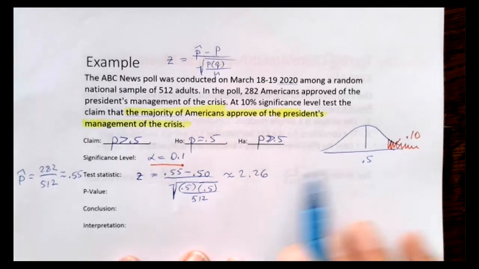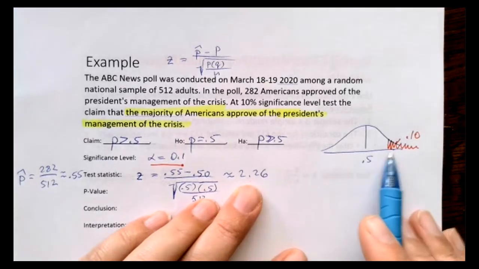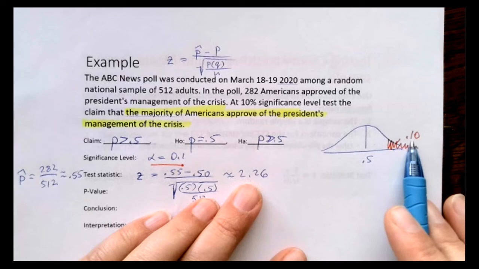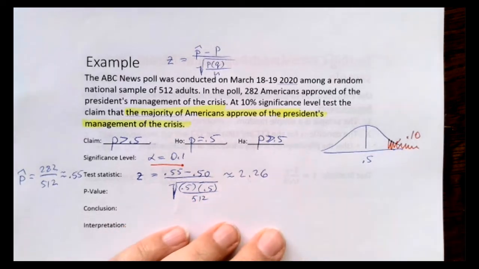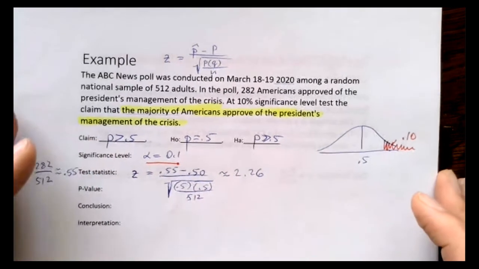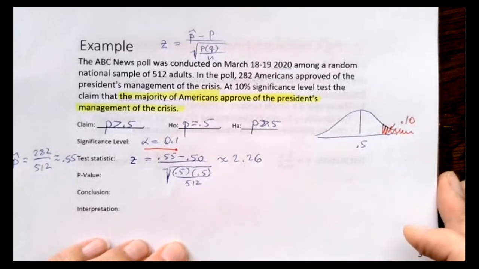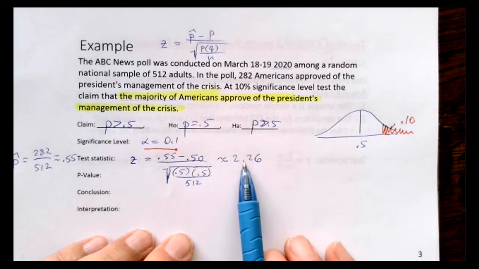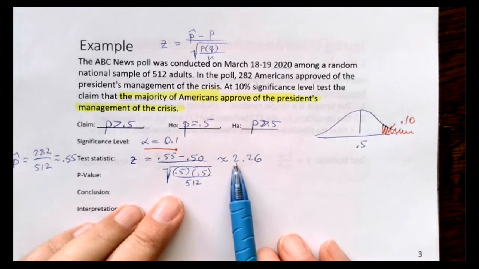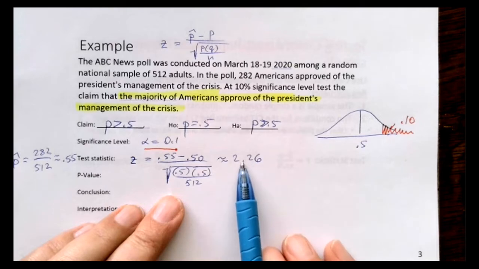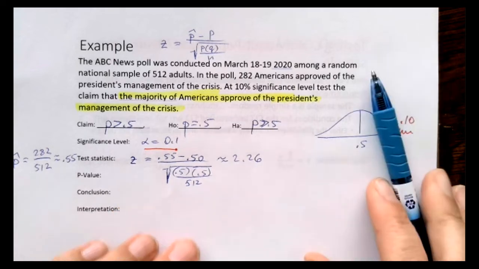Now the question is, how far to the right is it? Does it fall into this 10%? And there are 2 ways to check that. We're going to have our p-value method and we're going to have our traditional method. For this example right now, I'm going to use the p-value method. So we're actually going to look at the z distribution and see what percentage of values is to the right of 2.26.